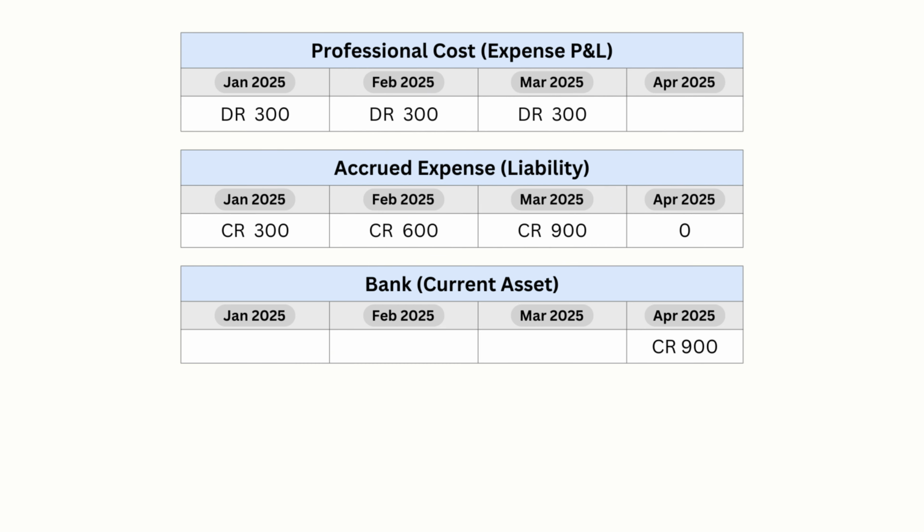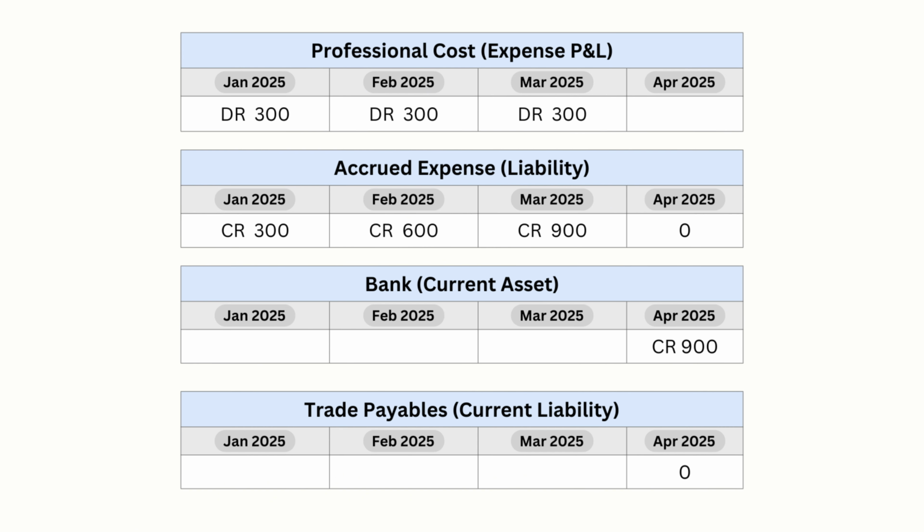Looking at the bank account, there is no cash movement in January, February and March. Cash only leaves the business in April when £900 is paid. This shows clearly that cash flow timing is different from expense recognition. When the invoice is received in April, the accrued expense is cleared and replaced with a trade payable. Once the invoice is paid, the trade payable balance returns to zero.